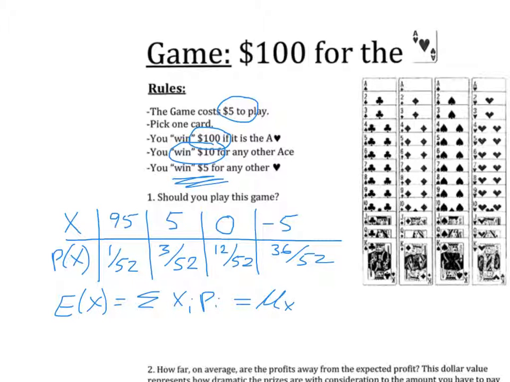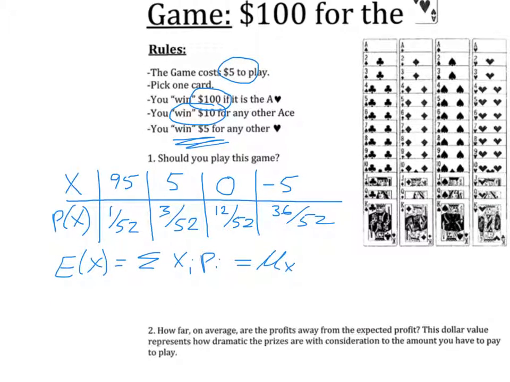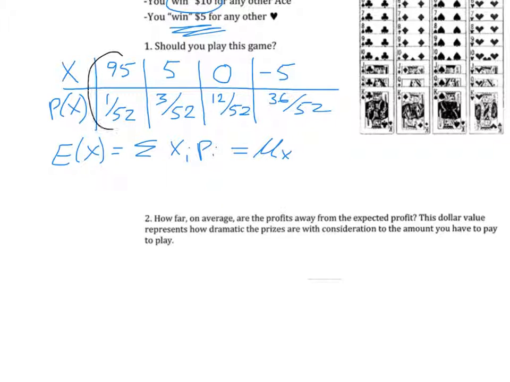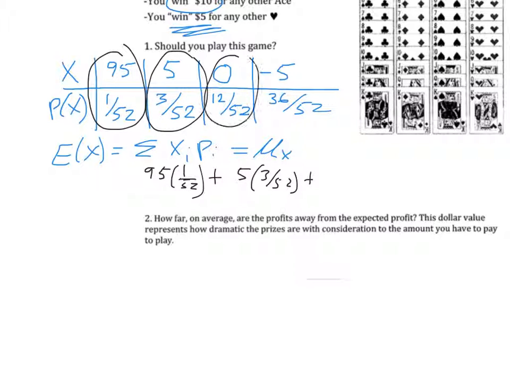So to actually figure out the answer to this question, we're going to go to the probability table and multiply each probability times its value. So 95 times 1 out of 52, plus the next one in line, 5 times 3 out of 52, plus 0 times anything is 0, plus negative 5 times 36 out of 52.